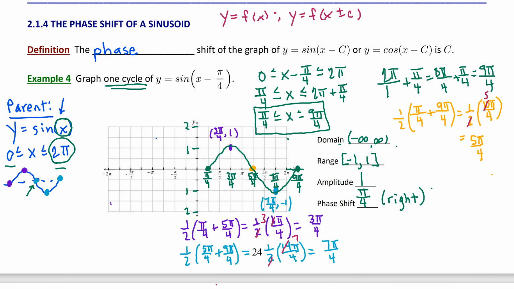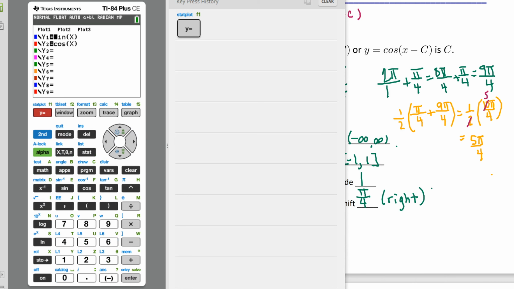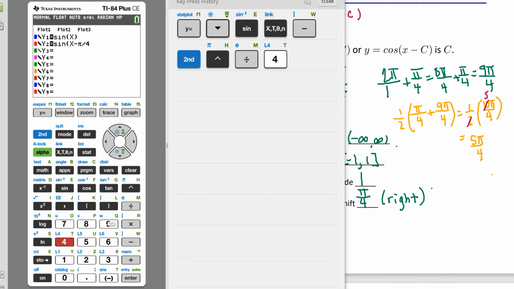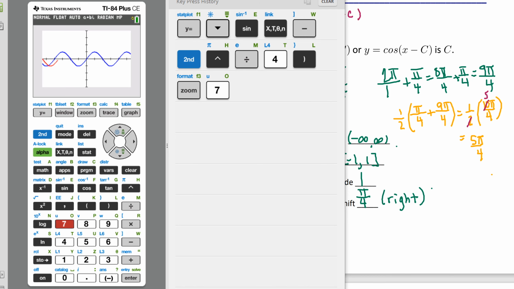Now let's use our graphing calculator to examine the relationship between our original sine wave and the new sine wave that we're considering, which is sine of x minus pi over 4. Recall that when you're graphing a trig function, it's convenient to use your zoom function, option number 7, zoom trig, to see a clear picture of the graph. Notice the blue curve here is the original sine wave. The red curve is the sine wave that has been shifted to the right by pi over 4 units.